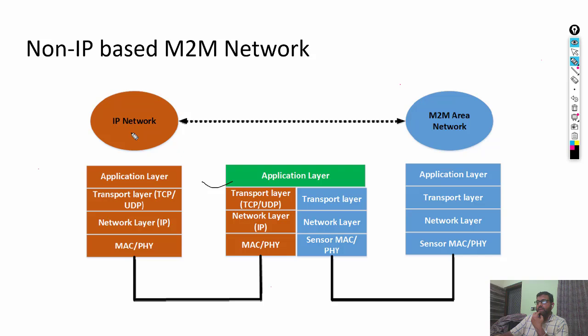Here the data is generated, and the data goes directly and then comes into the middle layer. The application layer of the middle node translates the packet, the data, the information from non-IP to IP, and finally it is transferred to the machine to machine.